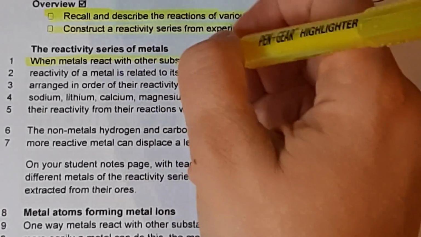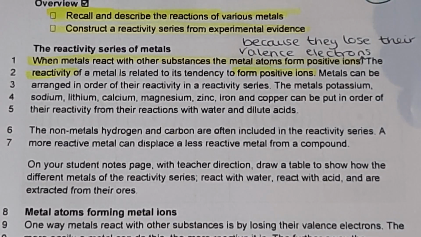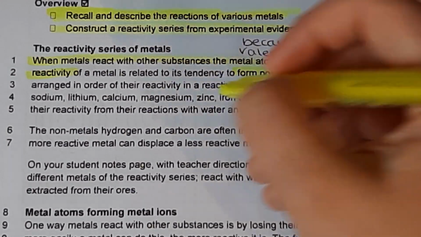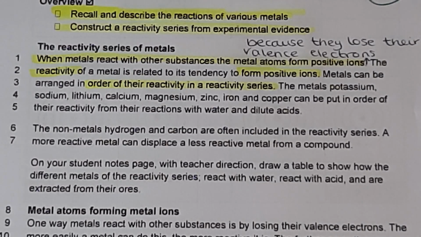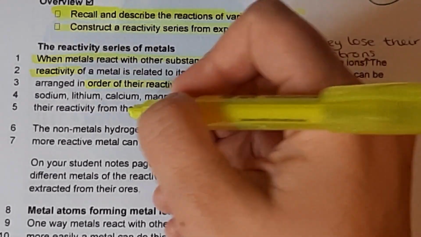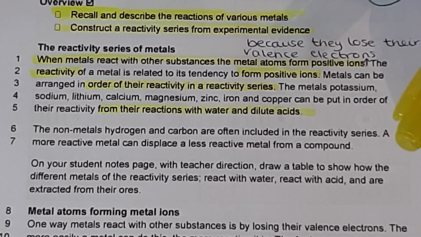Now, we've done this before. So it's more reactive when it's more likely to form a positive ion. And that, again, is related to its size. So metals can be arranged in order of their reactivity in the reactivity series. The metals potassium, sodium, lithium, calcium, magnesium, zinc, iron and copper can be put in order of their reactivity from their reactions with water and dilute acids.